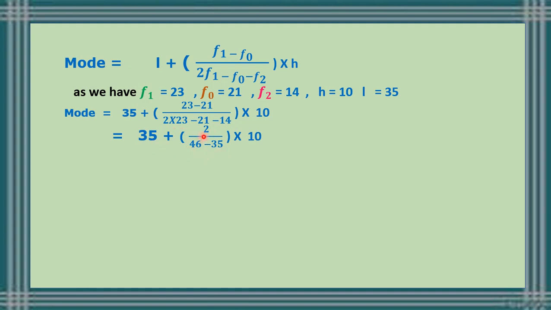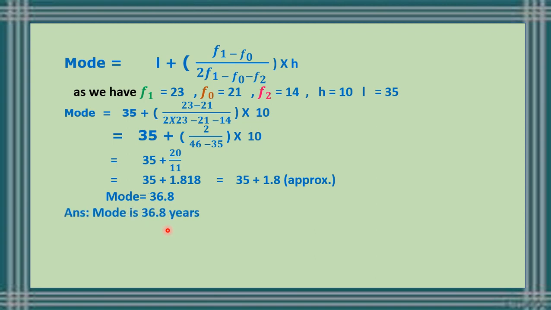So we get 35 plus 2 upon (46 minus 35) into 10. Then the denominator 46 minus 35 becomes 11. And 2 multiplied by 10 becomes 20. So next we get 35 plus 20 upon 11, and 20 upon 11 in decimal is 1.818, or we can say 35 plus approximately 1.8. So the sum of these two gives the mode equals 36.8. So the mode is 36.8 years.